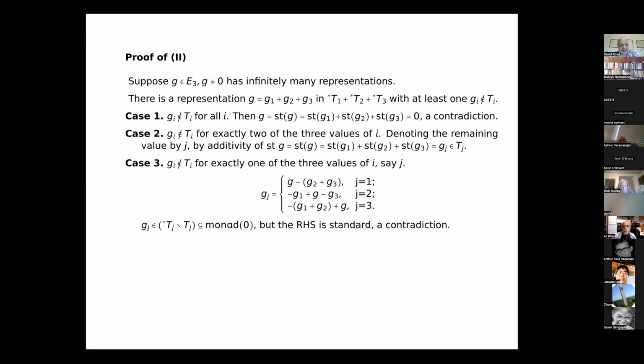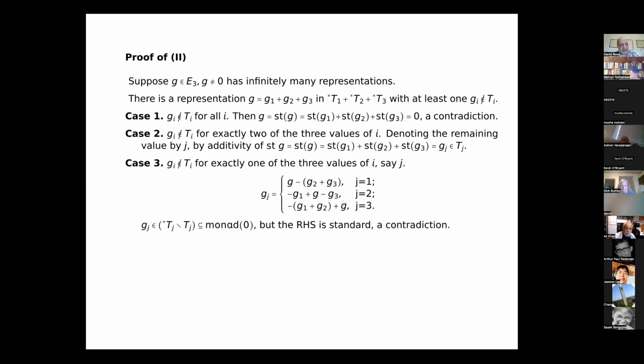And the third case is that only one of the G sub i's is non-standard. The other two are standard. So we can write G sub j in terms of the other ones, and I've not been assuming that the group is abelian here, so that's why I'm writing it three different ways. But either way, you can bring the other two elements to the other side of the equation. The left-hand side is a non-zero infinitesimal. The right-hand side is a standard element, and so that's a contradiction.